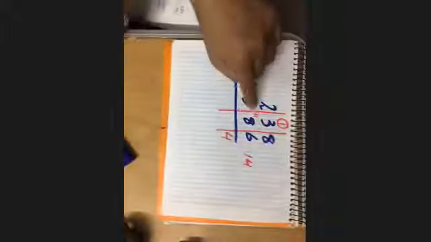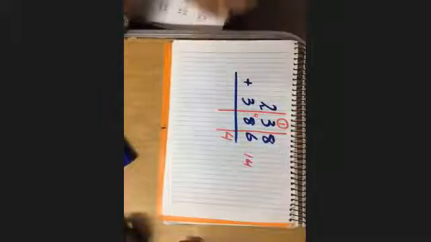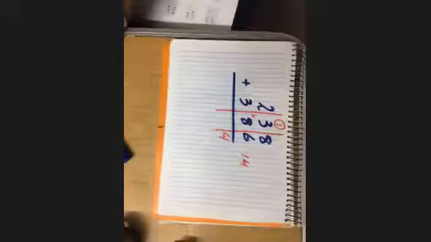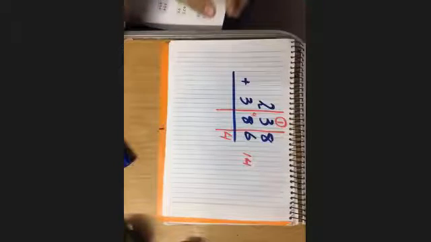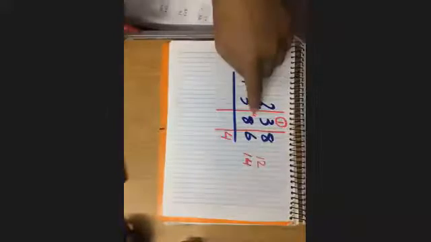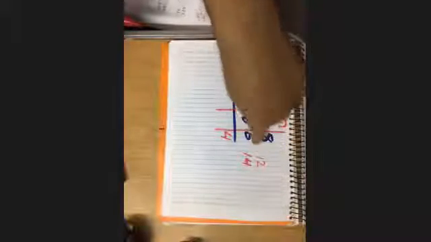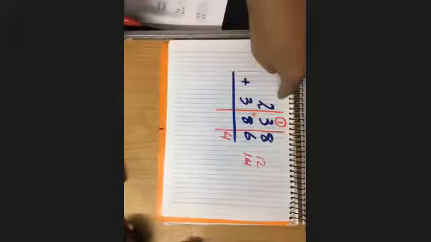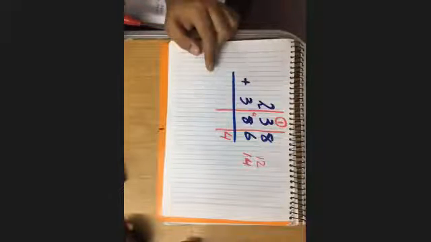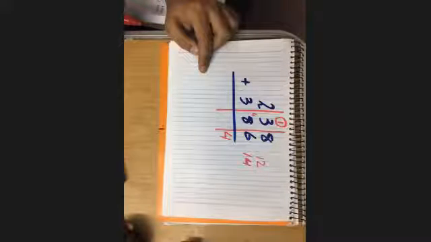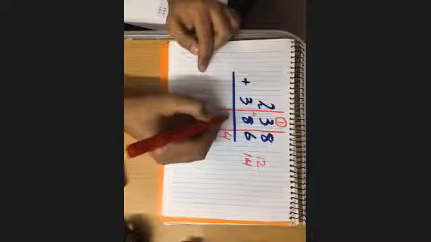Now we want to add 4 and 8. 4 and 8 equals 12. Write 12 here. What will I write down and what will I write up here? 2 down and 1 up. Very good. 2, and carry 1.